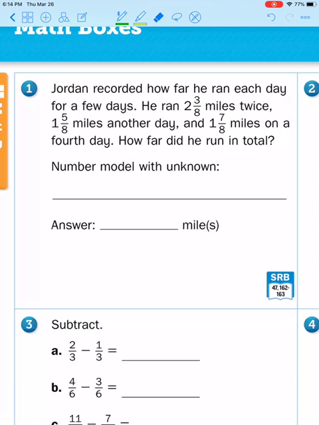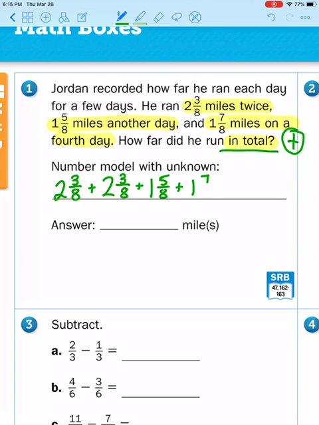It says Jordan recorded how far he ran each day for a few days. He ran 2 3/8 of a mile twice, 1 5/8 miles another day, and 1 7/8 miles on the 4th day. How far did he run in total? That "in total" already tells us we're going to be adding. So he ran 2 3/8 twice, so we have to record that twice in our number model, plus 1 5/8 and plus 1 7/8.